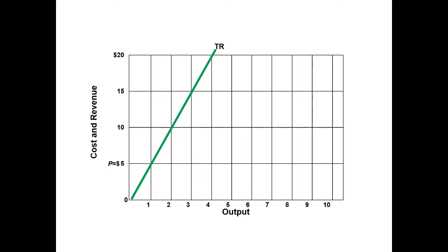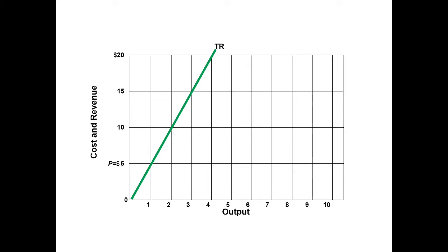We showed here that the total revenue curve was a constant slope because every time we changed output by 1, the price went up by the same amount. So total revenue was increasing by the same amount as I increased output by 1.